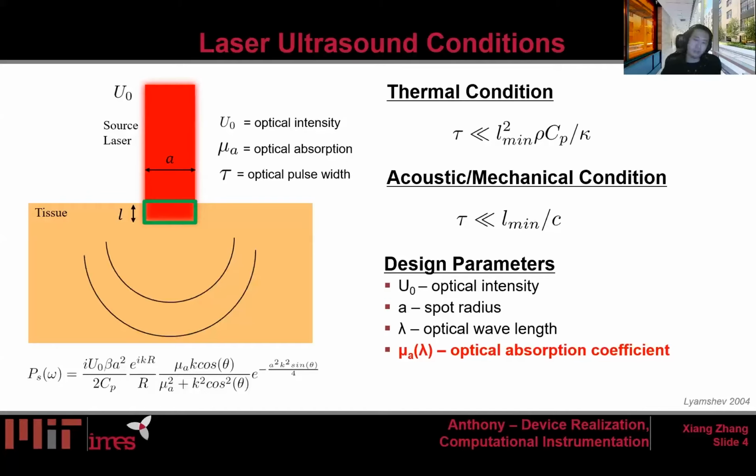And overall in this schematic, there's not too many knobs that you can turn in terms of the design. You can't really do anything with the tissue. All you can do is tune your laser and change things such as the intensity, spot radius, and the most important one here is the optical wavelength, because the optical wavelength directly determines how much light is absorbed and how deep the light will penetrate into the skin surface. It essentially dictates the transducer that you're generating within the tissue using the tissue itself.